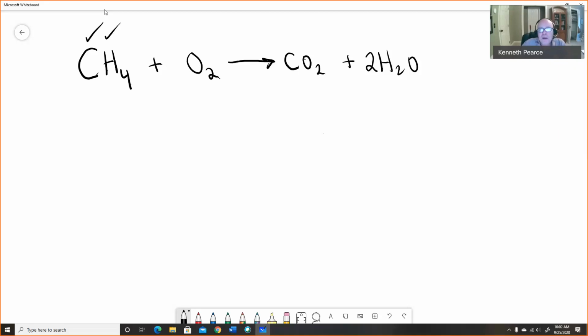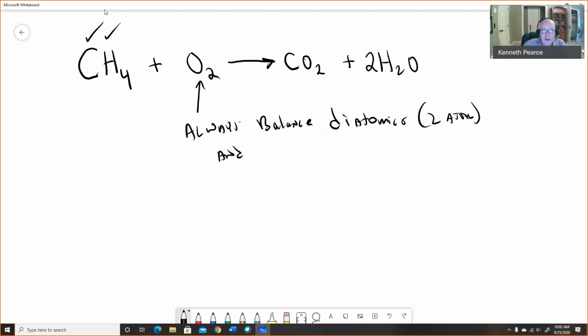And so now the last thing: you always balance diatomics, which means 2 atoms, and elements or atoms last. That's a requirement. If you see O2, H2, F2, Cl2, or if you just see something like Zn for zinc, you always do those last. Okay, so we've already balanced the carbons and the hydrogens, and the only thing left to balance now is the oxygens.